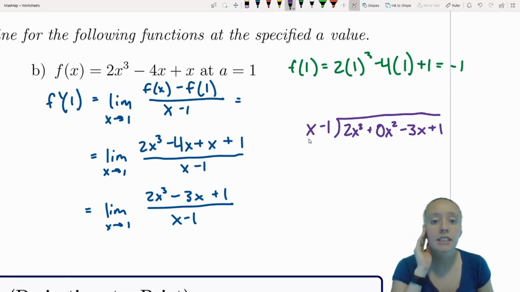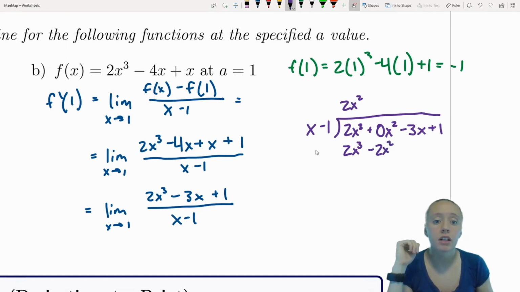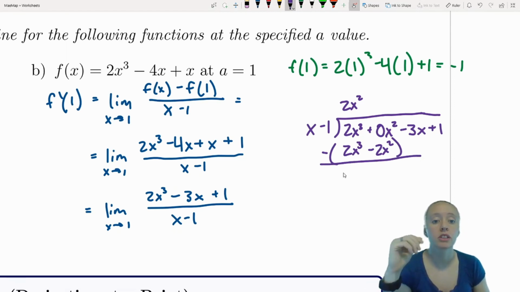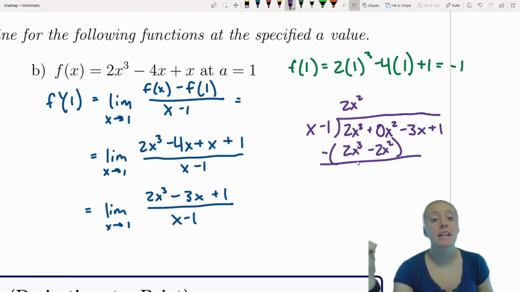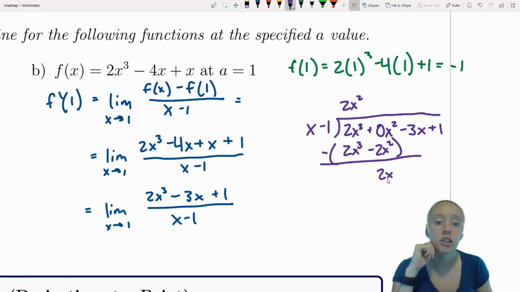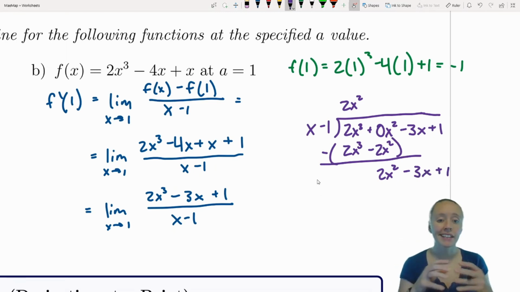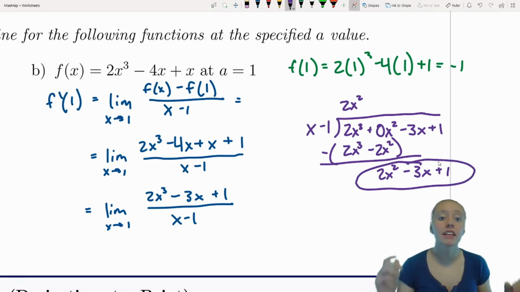So I ask myself, how many times does x go into 2x cubed? x goes into 2x cubed 2x squared times. 2x squared times x is 2x cubed. 2x squared times a negative 1 is going to be a negative 2x squared. And remember, I'm subtracting all of that. So my 2x cubed minus 2x cubed goes away, and my 0x squared minus a negative 2x squared is going to be a positive 2x squared. And I still have my minus 3x and my plus 1. Now I can continue with this polynomial long division, or I can just stop and rewrite my fraction here, because I can now finally factor.